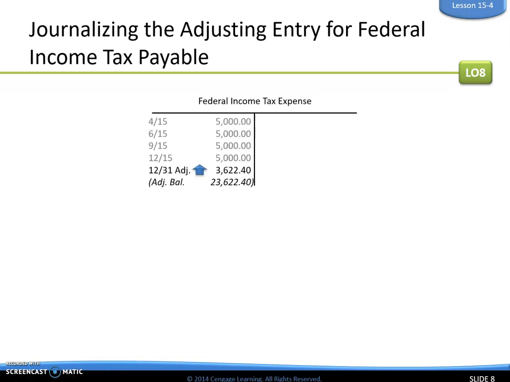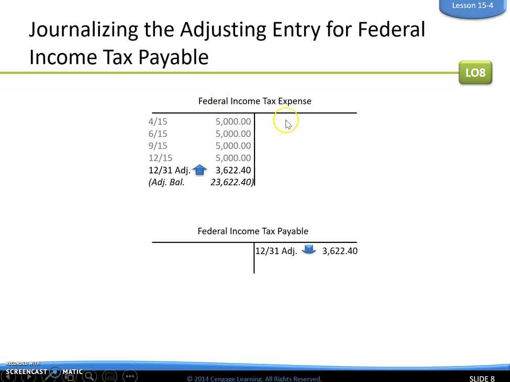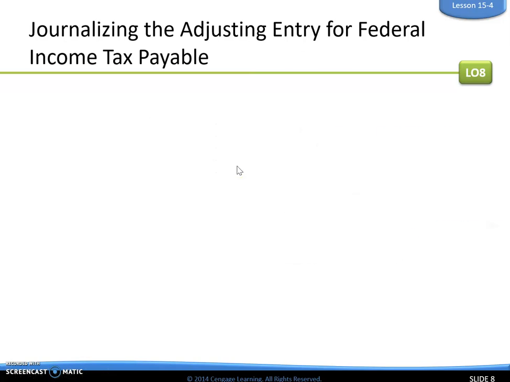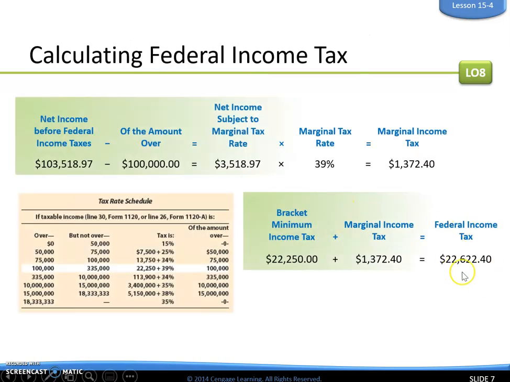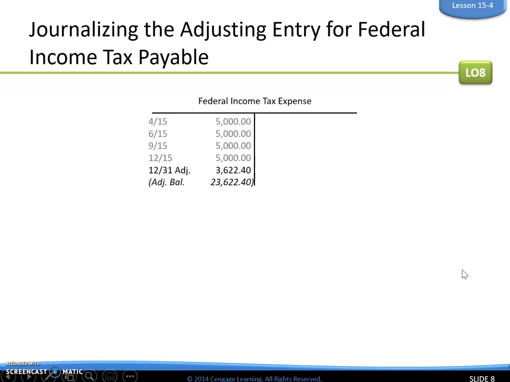Now we're going to have to create an adjusting entry for our federal income tax payable. They're showing us our federal income tax expense. Notice we have that expense account throughout the year, and when we add that up, 5, 10, 15, 20, we're only at $20,000. But if we go back to this previous slide, we had to pay that 22. I feel like this number is wrong.